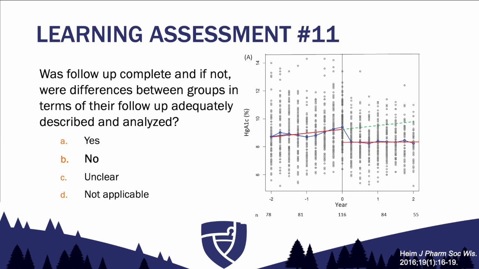So follow-up was completed when the investigator was able to, but you can see below the year in this figure, it gives you the N at each time point. And you can see by the end of 2 years, there was only data for 55 participants. Now, clearly it's not difference between groups because it's only one group, but you can also see that we did not have full follow-up for this evaluation, which is a limitation.